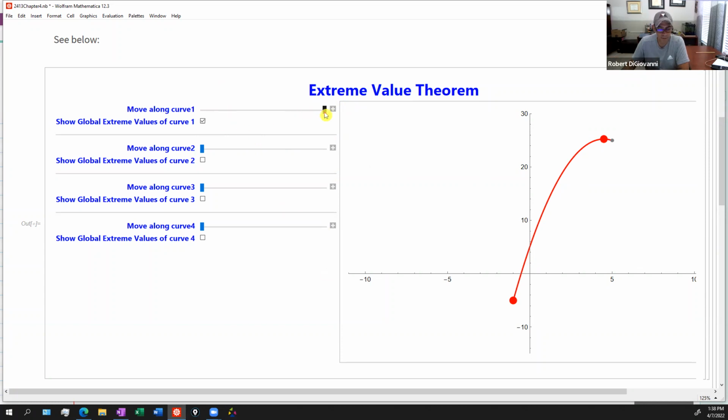Let me give you another example. Same two endpoints. Connect them together. Is this a continuous curve? I can draw it without picking up my pencil. So the theorem applies. I have to have a global max and global min. There they are. Global max, global min.